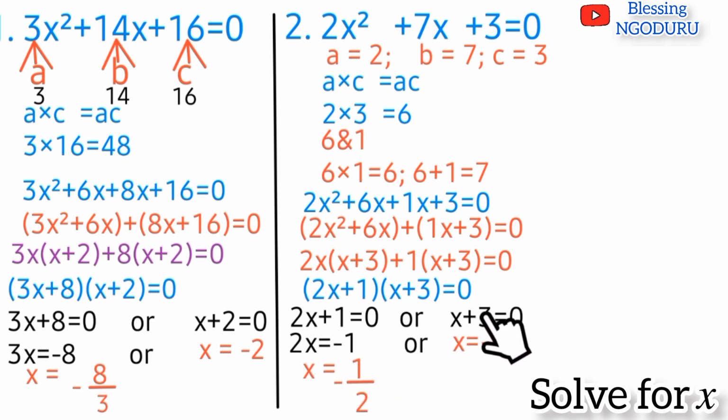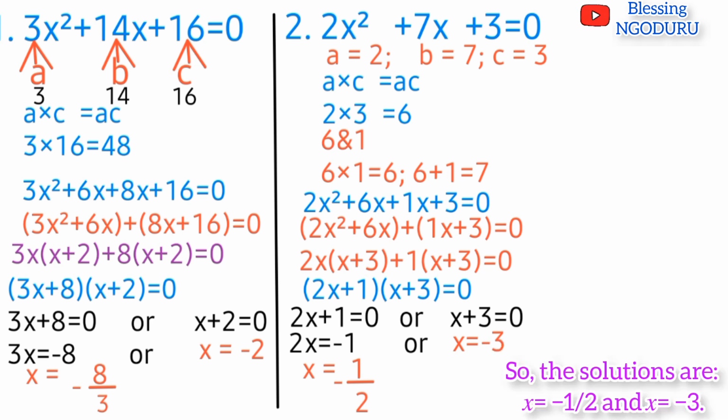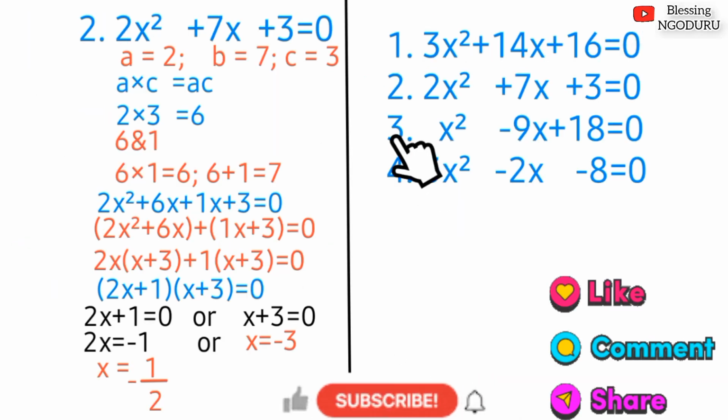On the other hand, solving for x on this part, we have x equal to, taking plus 3 to the right hand side becomes minus 3. So the solutions for x are either x equal minus 1 over 2 or x equal minus 3. Let's answer question number 3.